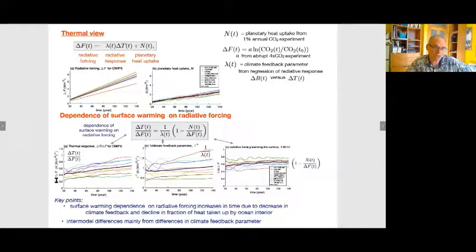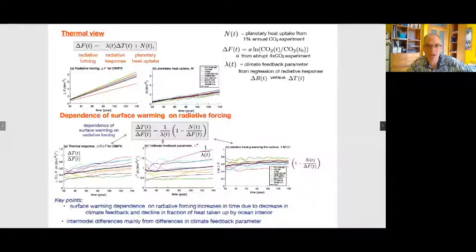So this radiative forcing response, or the thermal response here, increases in time, and that's due to two reinforcing contributions. One, the climate feedback parameter is actually becoming slightly smaller, leading to a larger increase, and the fraction of the radiative forcing that warms the surface increases due to a decline in the fraction of heat taken up by the ocean interior. Now, what's striking here is there are really quite significant intermodel differences arising from this climate feedback parameter.